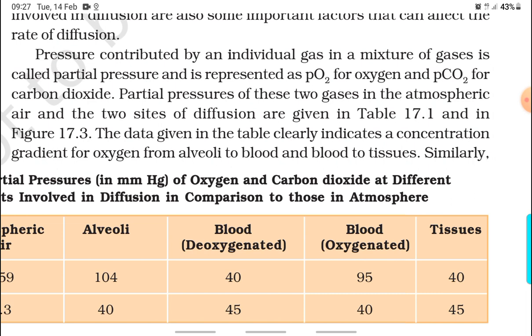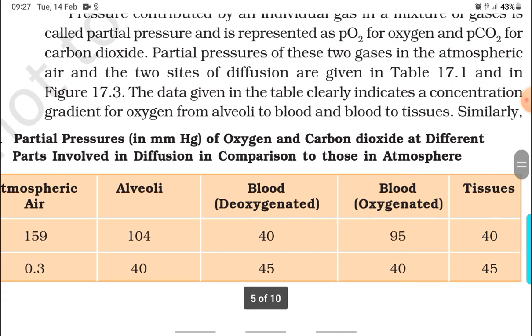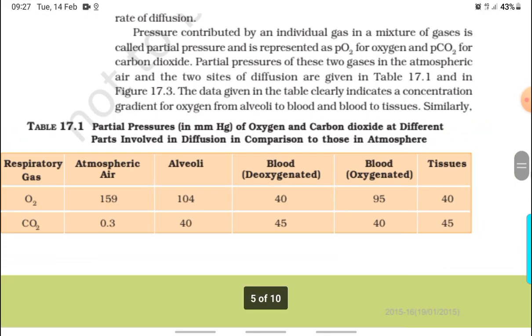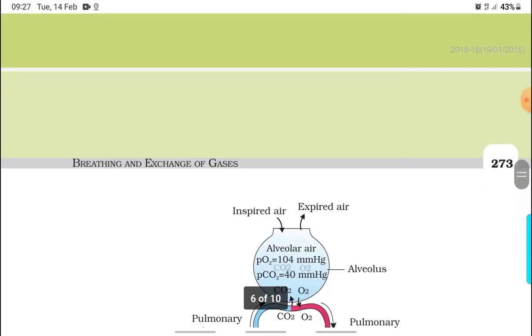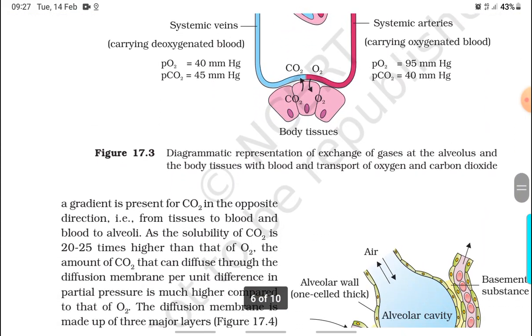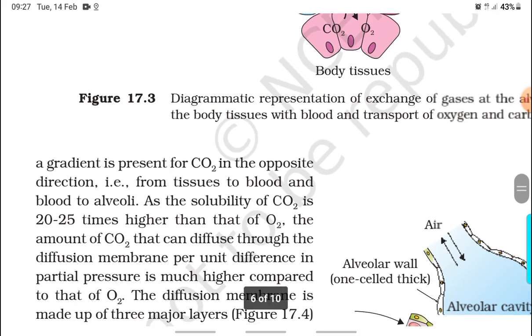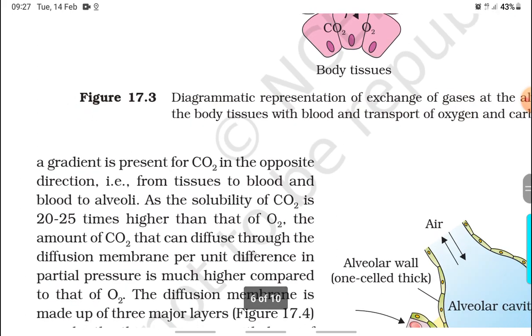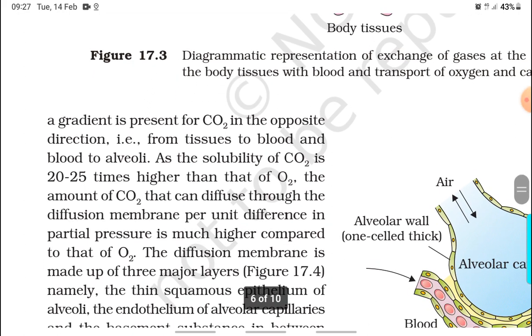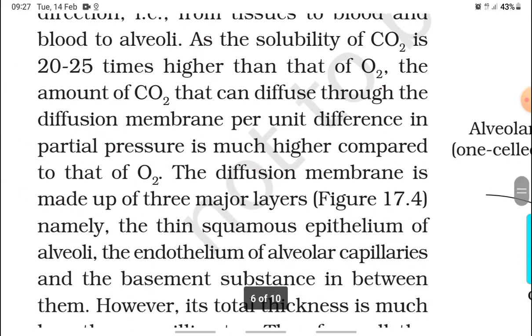The data in the table clearly indicates a concentration gradient of oxygen from alveoli to blood and blood to tissues. Similarly, a gradient is present for carbon dioxide in the opposite direction, that is from the tissue to blood and blood to alveoli. As the solubility of carbon dioxide is 20 to 25 times higher than that of oxygen, the amount of carbon dioxide that can diffuse through the diffusion membrane per unit difference in partial pressure is much higher compared to that of oxygen.